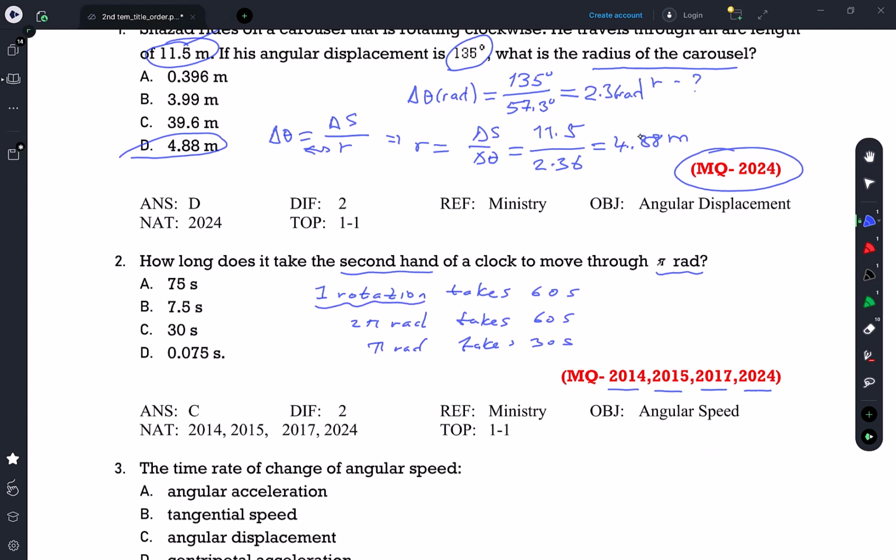Or you can go with cross product, you can get the same answer. And a half rotation takes how many seconds? A complete rotation takes 60 seconds, so a half rotation takes 30 seconds.